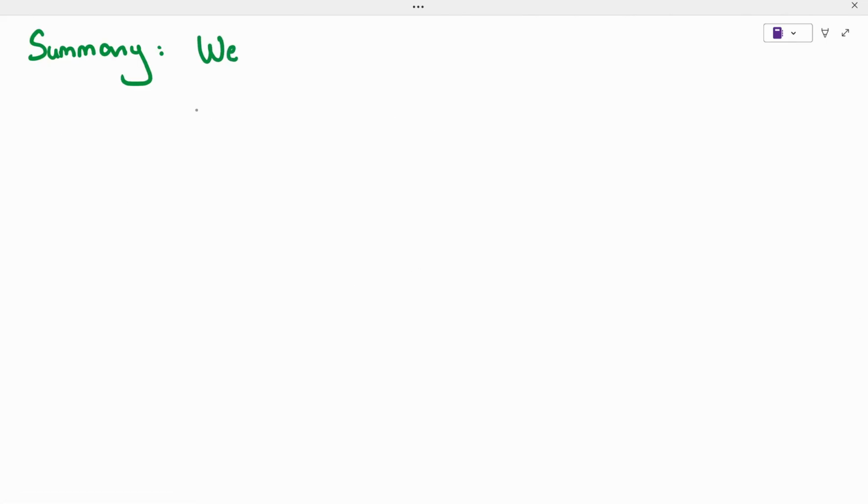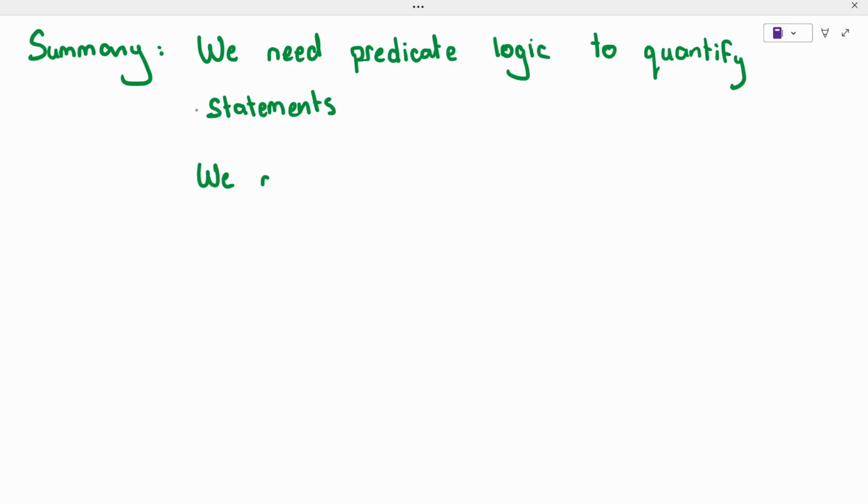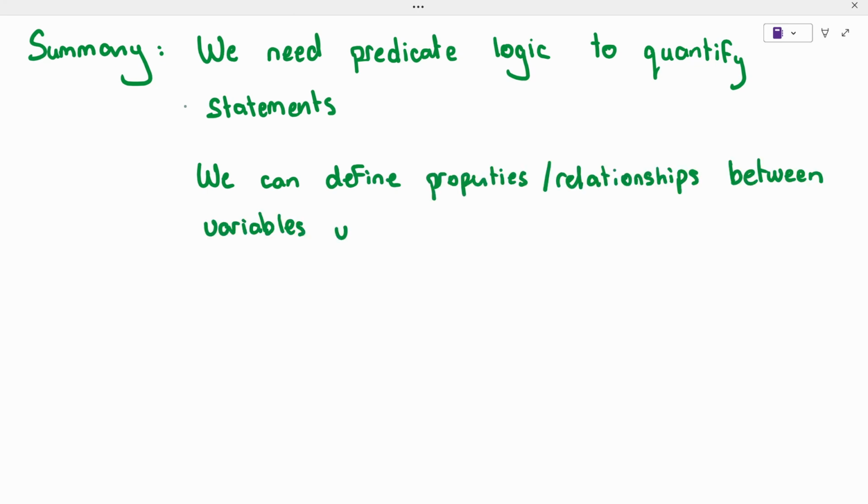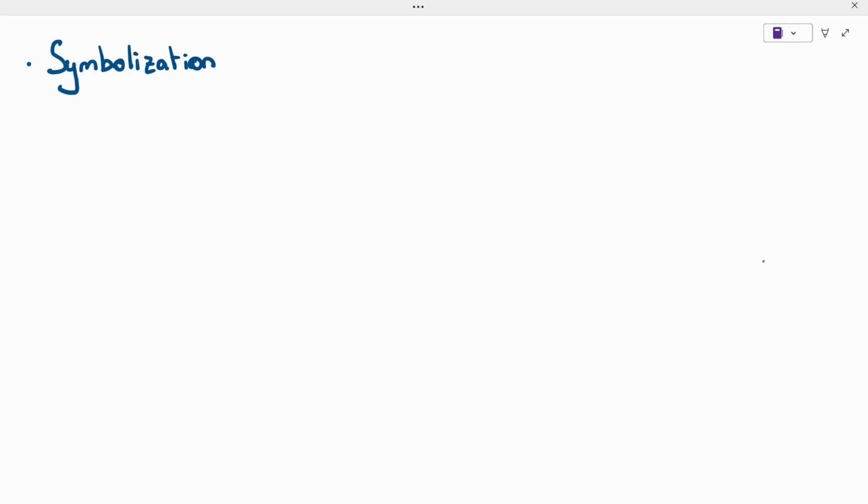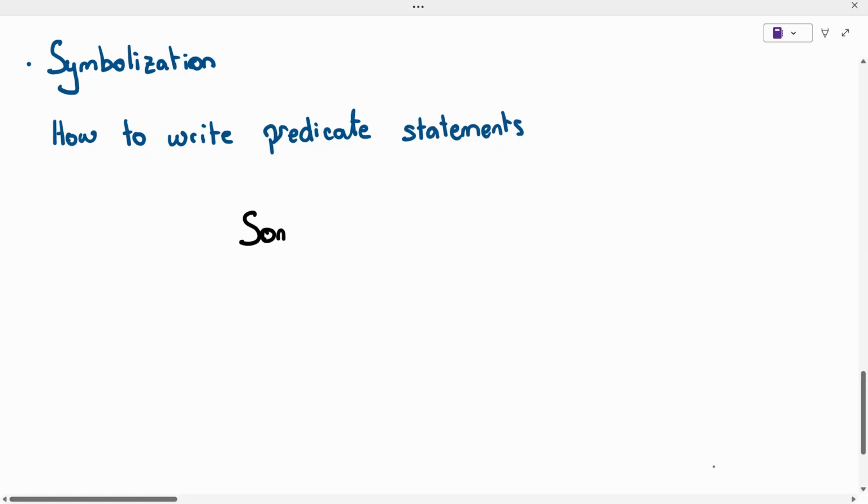So what this example shows is that we need predicate logic to quantify a statement. And one advantage is that we can define variables and relationships between variables very explicitly. So now that we know why we need predicate logic, we can talk a little bit on how to symbolize these statements. So consider this example.